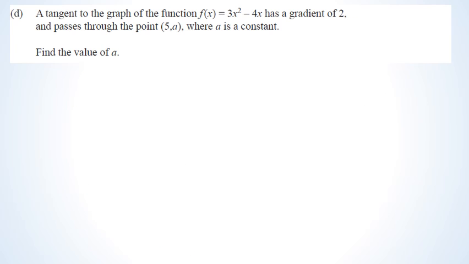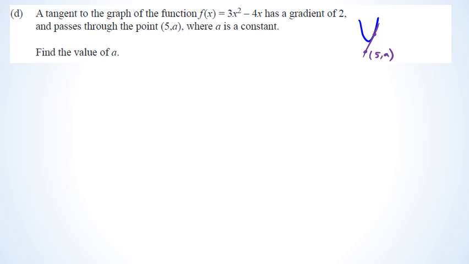Okay, so for this particular question, we've got a tangent to the graph of a function. Let me draw a quick diagram to see what's happening. 3x squared minus 4x is a parabola, so it looks like this. It says the tangent has a gradient of positive 2, so probably the tangent is somewhere there. Then it says that it passes through the point (5, a) where a is a constant, so that line is going through (5, a).